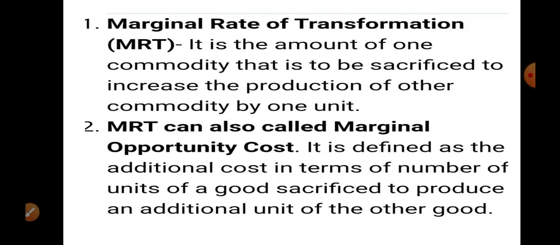Now what is MRT? Marginal rate of transformation. It is the amount of one commodity that is to be sacrificed to increase the production of the other good. If you want to increase the production of X, how much production of Y do you have to give up? This is MRT. MRT can also be called marginal opportunity cost. It explains the rate of sacrifice, how much you are giving up to increase production of X.